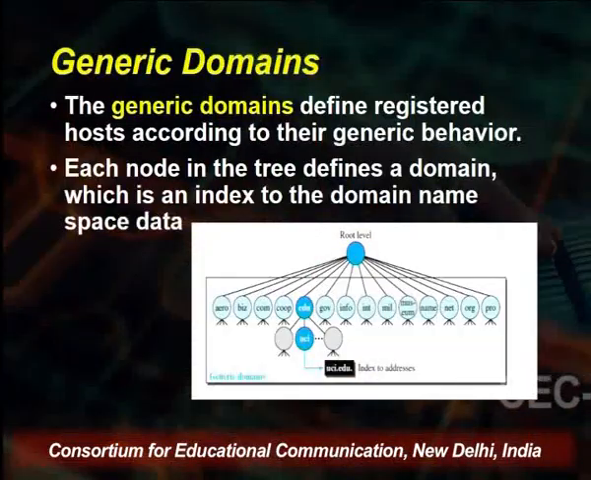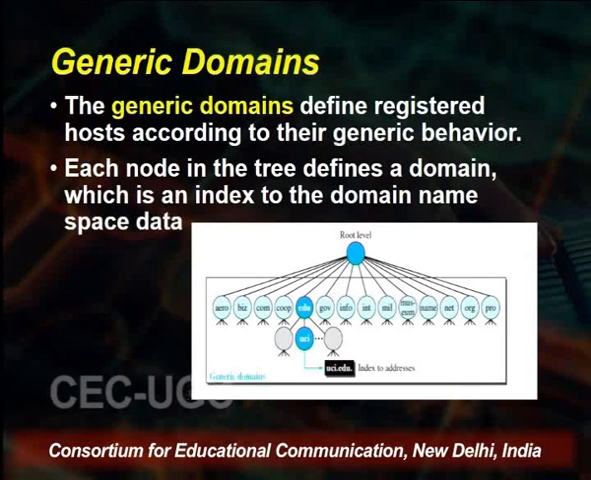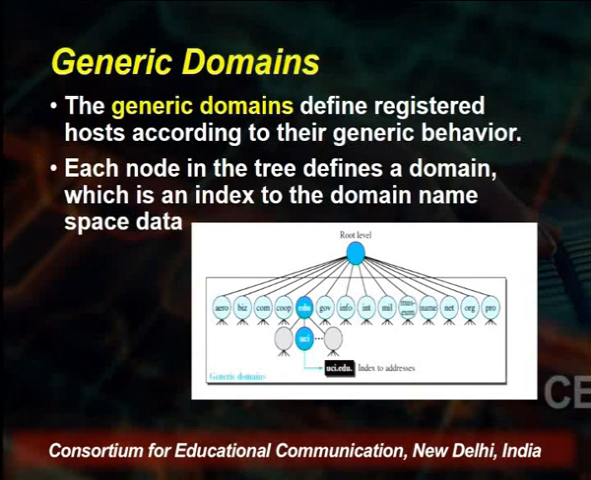So, the 2 main types of domains which are used are generic domains and country domains. Generic domains basically define the registered hosts according to their behavior. We had seen initially also that one part of the domain name is the top level part of the domain name, which is given by a central authority. Now, how does the central authority give it? It gives the domain name based on the behavior, right.